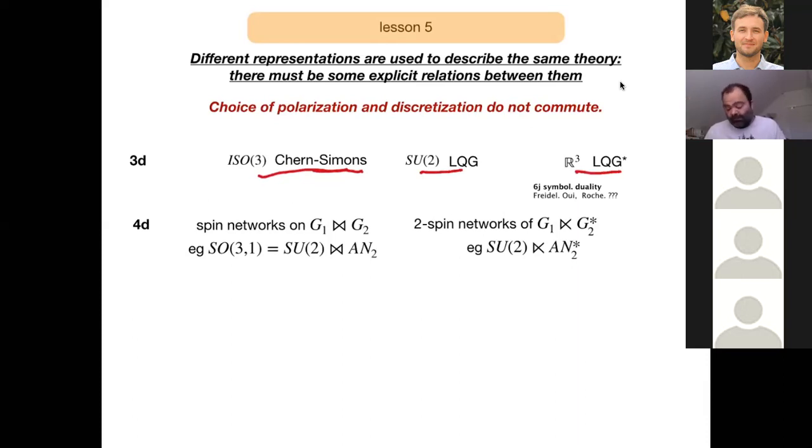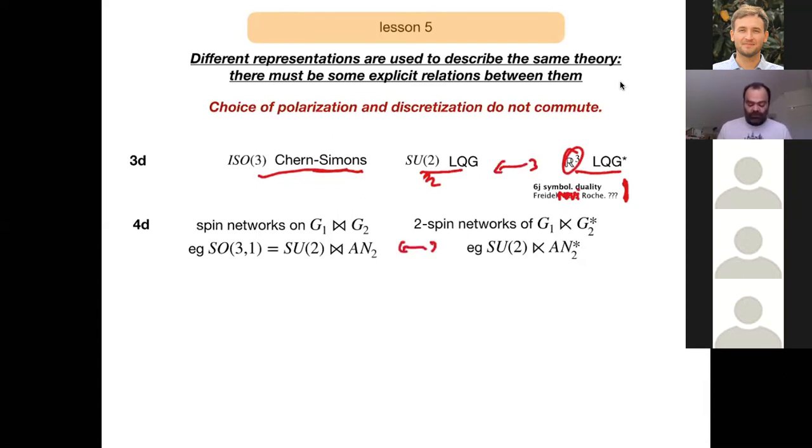For example, in 3D, I know that there is this work by Karim, Laurent, Karim, and Philippe Roche, where they show that there are 6j symbols which are defined either for SU(2) representations or for non-commutative R^3, and there are some relations between the two. So I think that's a hint that there must be a relation between these states, and that something similar must apply here.